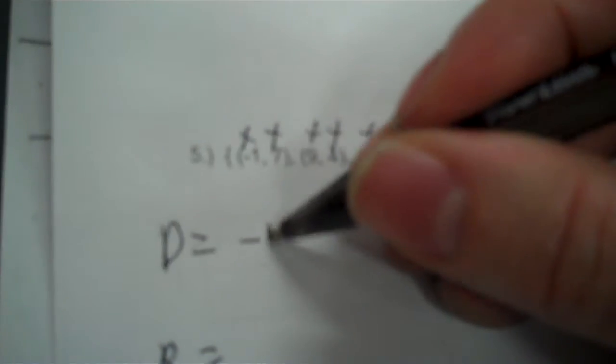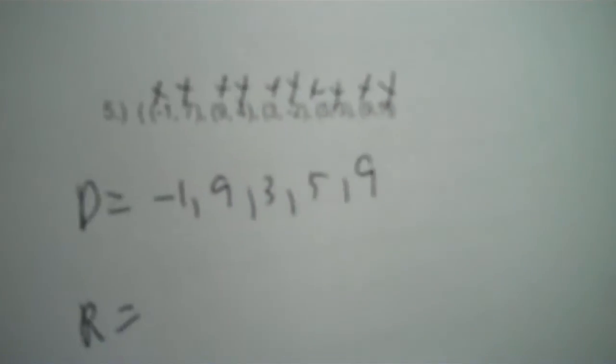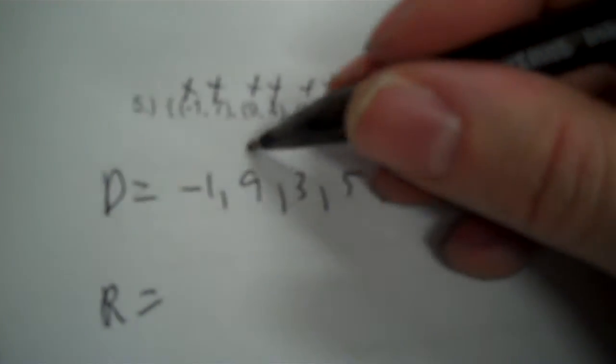Identify the domain and range of each relation, then tell whether the relation represents a function. D and R. I need to see both the list. Okay. So the domain, negative 1, 9, 3, 5, 9. Right away, you know it's a non-function. You can't have repeats in the domain. The range, you can have repeats, but the domain, you can't. List the range, 7, 4, negative 2, 3, 1.